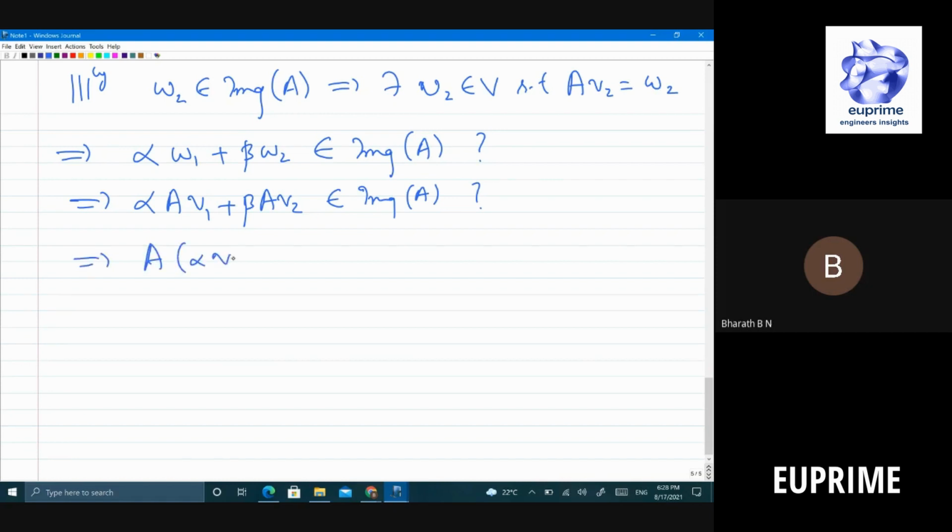So again, I can do this. A of alpha v1 plus beta v2, by linearity, belongs to the image of A, question mark. Now, can you complete the proof? What can you say about this vector? It belongs to V because v1, v2 belong to V, by the property of vector space. Now, what can you say about A times this vector? It should be in the image. So this is right, therefore this is right, therefore this is right, then we are done. I'll leave it for you to write a rigorous proof.